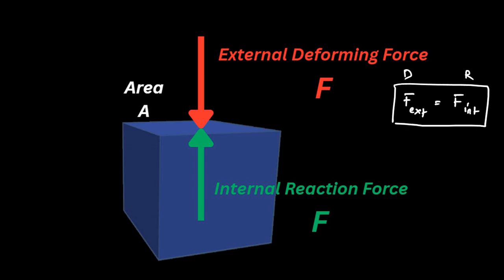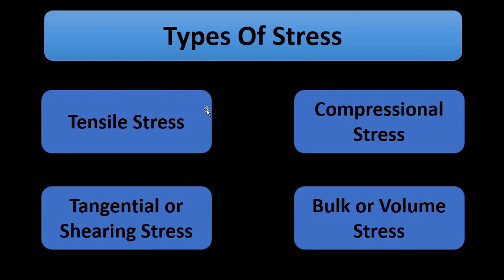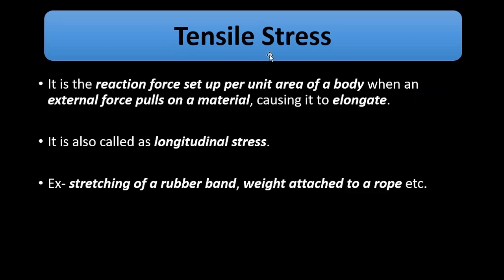Now there are different types of stress which act on a body. So these are the different types of stress. First is tensile stress, then compressional stress, then tangential or shearing stress, and then we have bulk or volume stress. So we'll discuss them one by one. So first is the tensile stress.